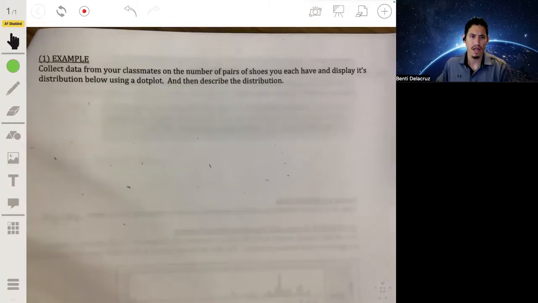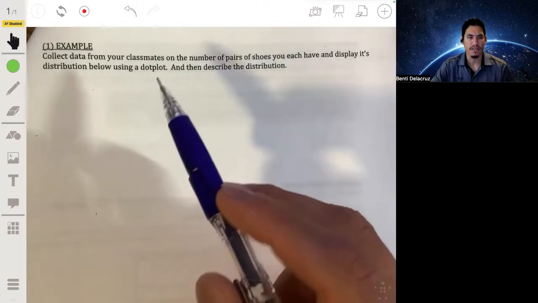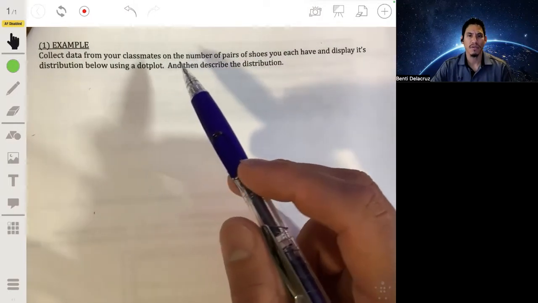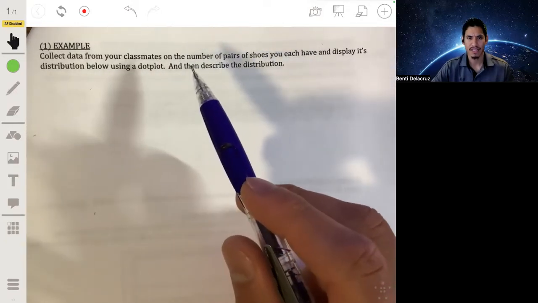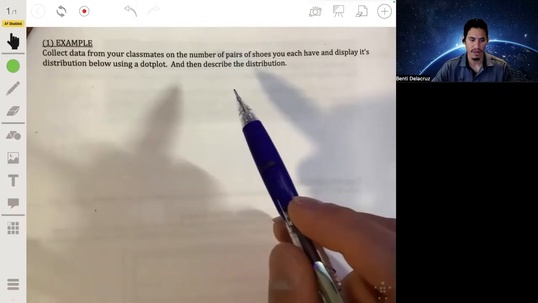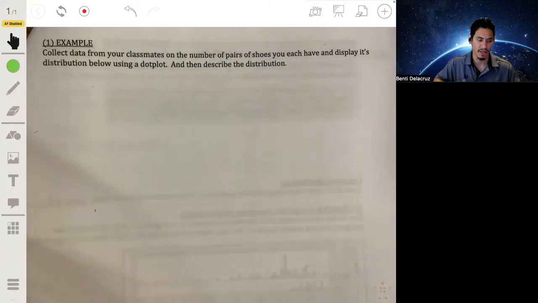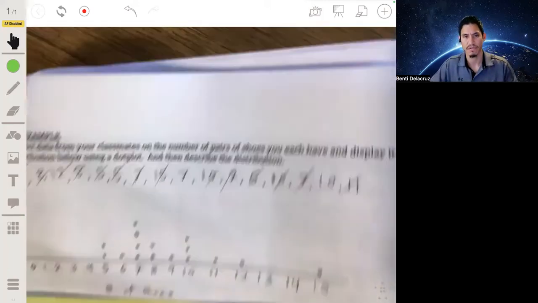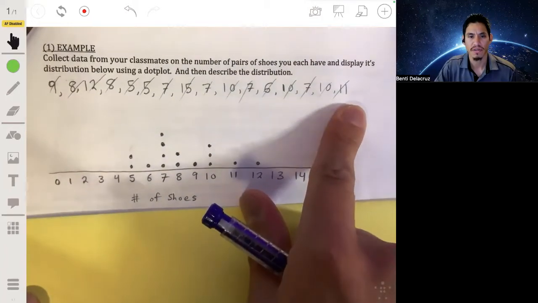So let's say we want to make a stem plot, or a dot plot actually, of the number of pairs of shoes that classmates in your stats class have. And then we're going to describe it. Now I'm just going to use the example that I did with my class from a previous year. So we can switch over and I'll just talk about it. This is a pretty simple graph. So these are the values that my students gave me.